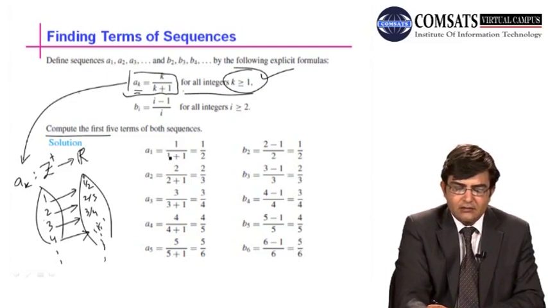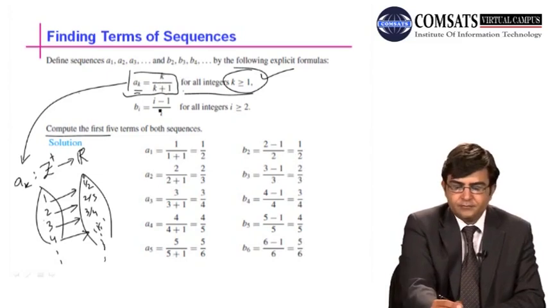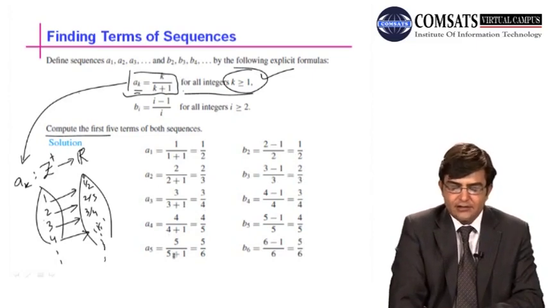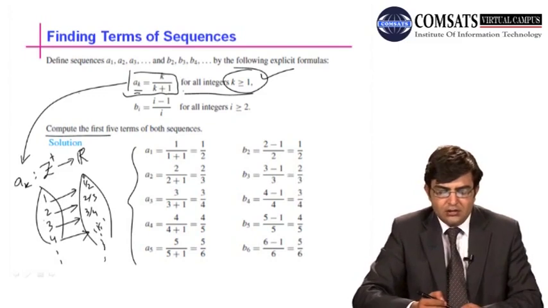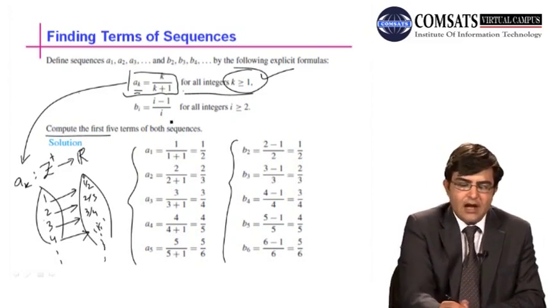Here k is equal to 1, so 1 over 1 plus 1, this is 1 by 2. If we put 2 here, we get 2 by 2 plus 1, which is 2 by 3, and 3 by 3 plus 1, 3 by 4 and so on. We can obtain all the first 5 terms of this sequence.